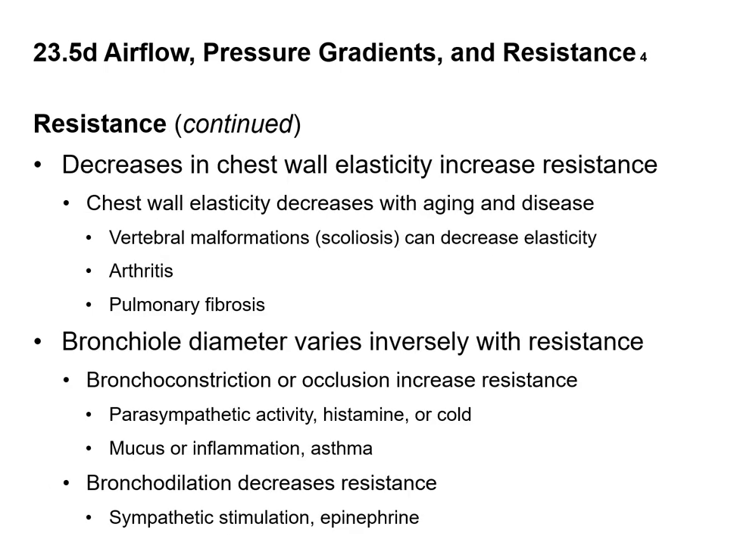So if we look at each of these individually, we see decreases in chest wall elasticity. The bones and the cartilage that make up our chest wall can harden and decrease in elasticity over time. So again, you may develop arthritis over time. You can have pulmonary fibrosis, in which some of the normal healthy tissue in the lung is replaced with additional collagen and connective tissue, and this is not as elastic. It does not allow for the expansion, thus increasing resistance.